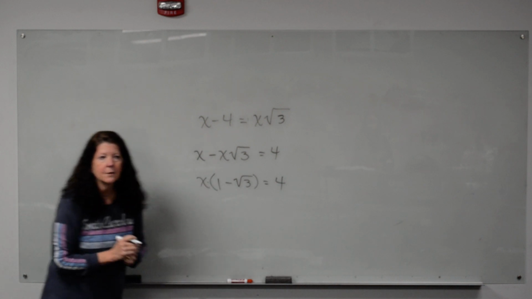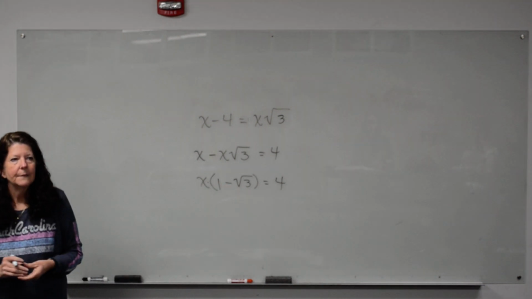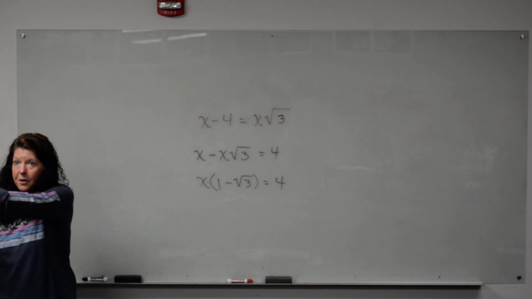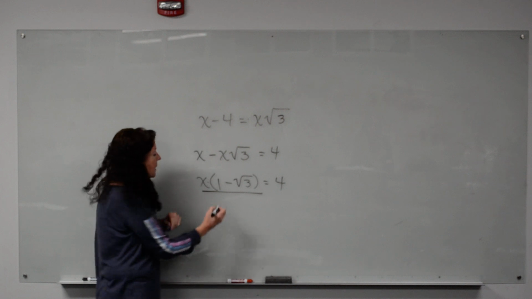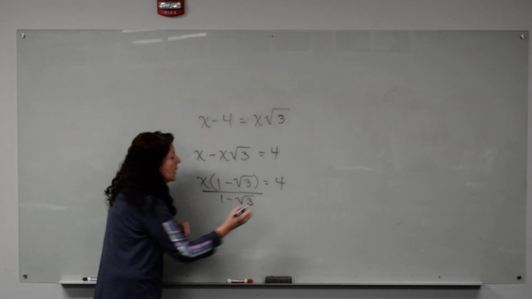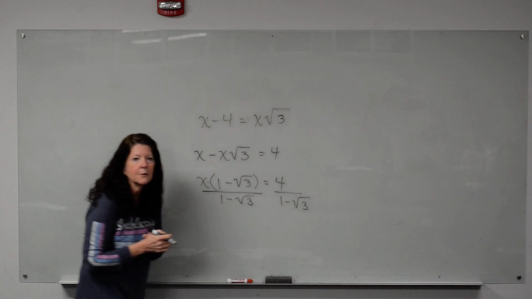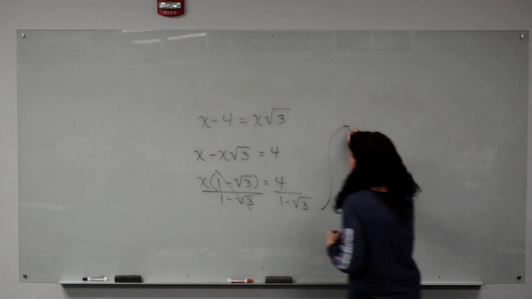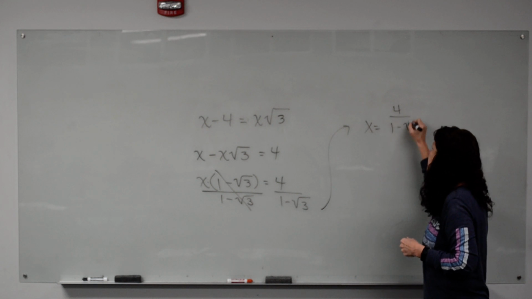I want to solve for the x. The x is multiplied by that. How do I get the x by itself? Divide, actually, I'm not going to divide the x, but I'm going to divide this other thing. I'm going to get rid of it. So I'm going to divide that. Okay? What I do to one side, I gotta do the other side. Would you agree with that? Okay, so right now, I'm at this. X equals 4 over 1 minus the square root of 3.